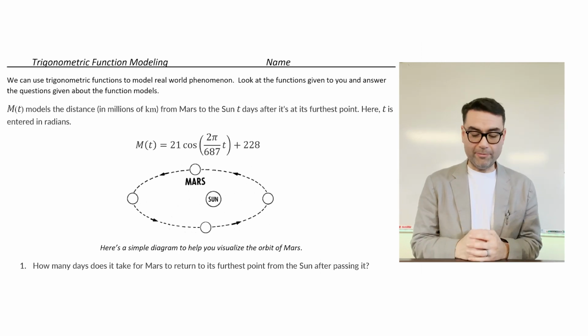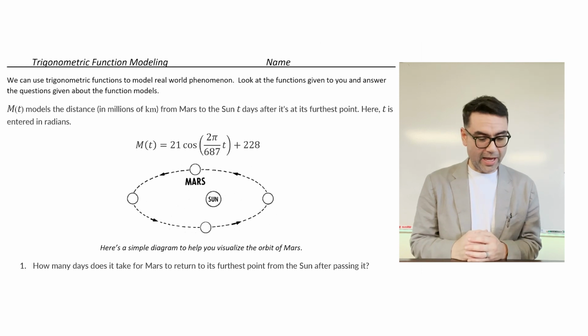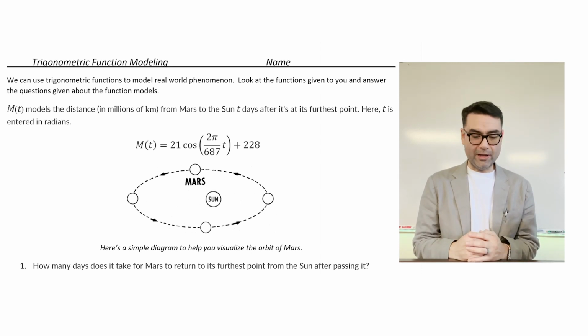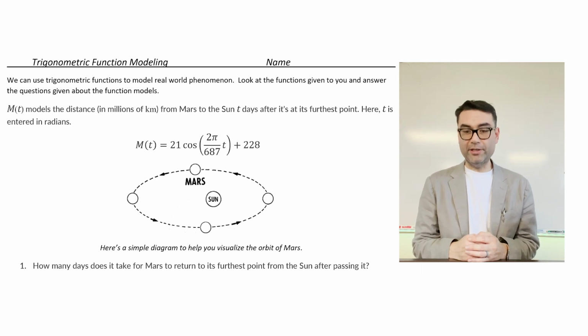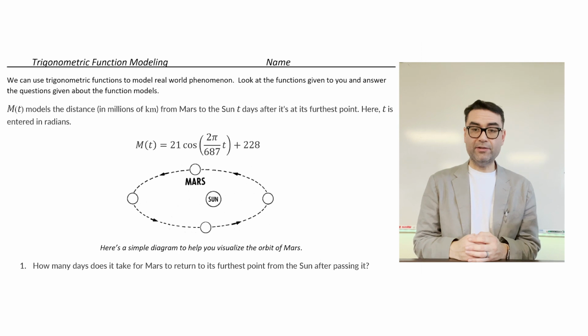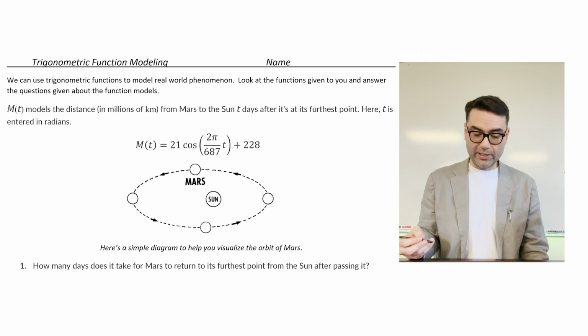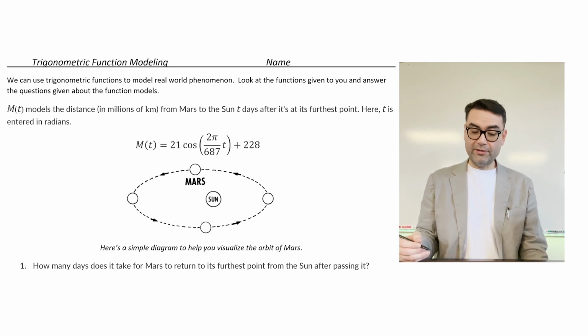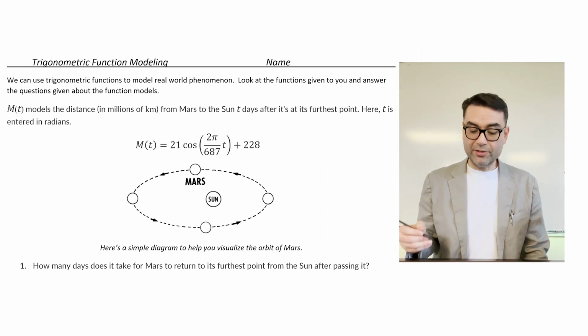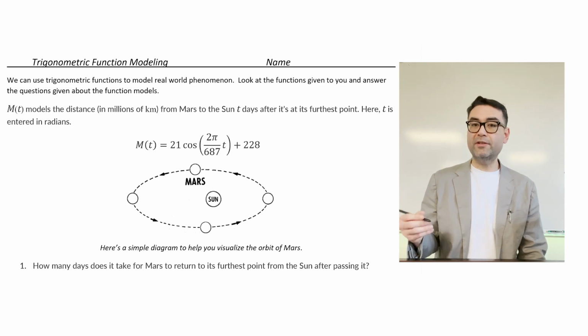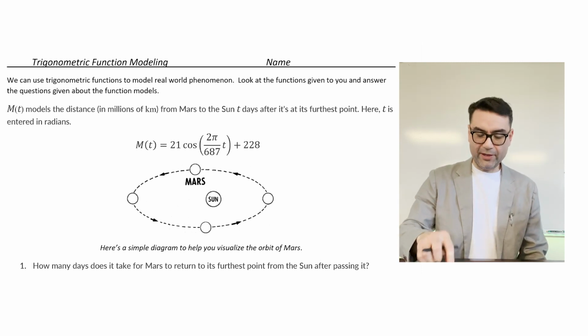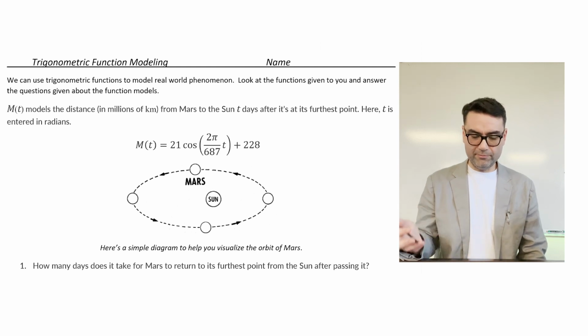So to start, looking at Mars, the handout tells us that M of t models the distance in millions of kilometers from Mars to the sun t days after it's at its furthest point. Here, t is entered in radians, so we know we're in radian mode for our function. And we have this function, 21 times cosine of 2 pi over 687 t plus 228, that will model the distance of Mars from the sun. And I have an image here that'll help you visualize what it looks like for Mars to orbit the sun. It's a very simple diagram, nothing fancy.